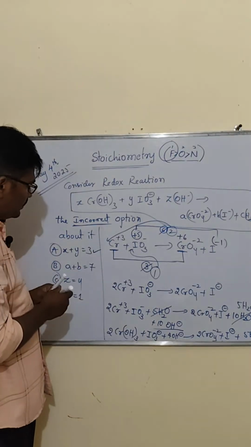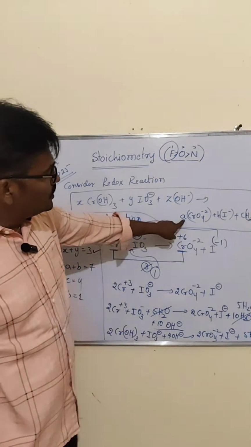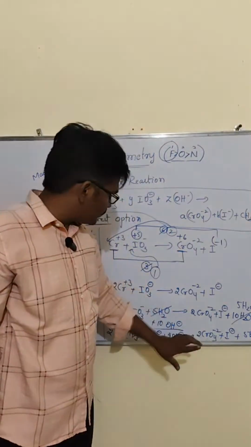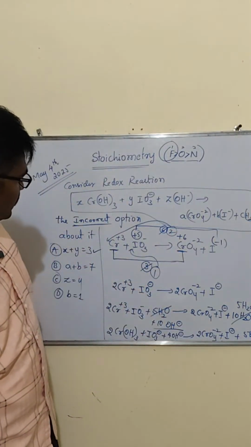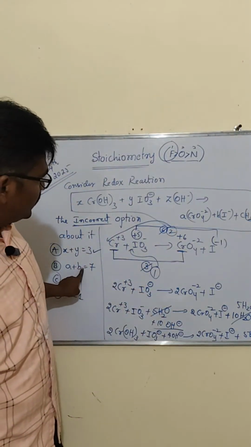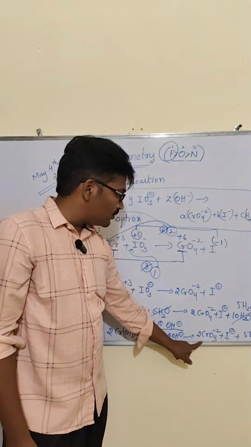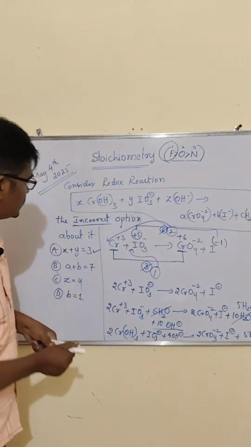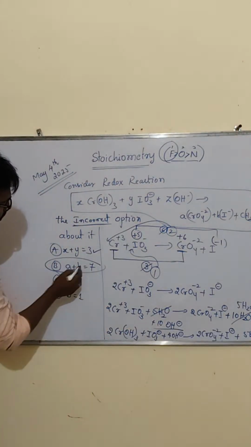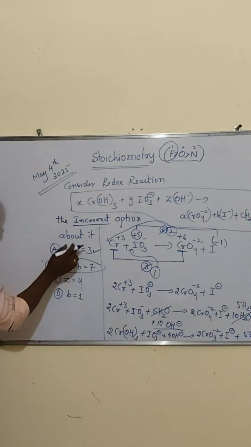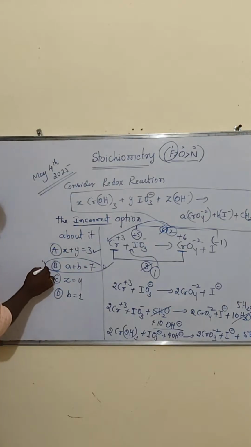Then a plus b, which is a? This is a. How much is a? 2. Then a plus b equals 7, he said. How much is b? b is I minus, and only 1 will be there. So that is also equal to 3. But this is the incorrect option. So only the incorrect option is the correct answer. Clear, all of you? So this is the incorrect option.